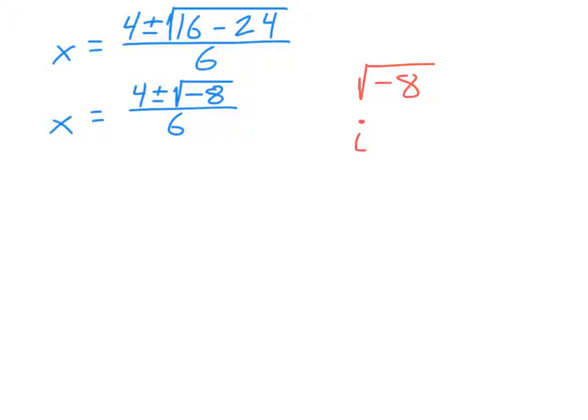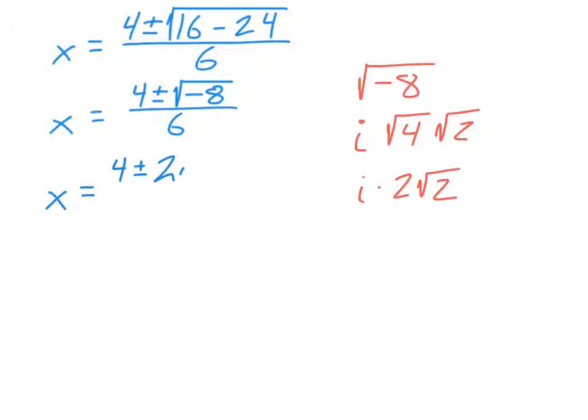The square root of negative 8, I see that it can be divided by 4. And so I'm going to do that really quickly. So it becomes root 4 times root 2. So that means it's going to be i times 2 root 2. So going back over here to my quadratic formula work, that means it's going to be 4 plus or minus 2i root 2 over 6. Again, I like to write the whole number first, then the i, and then the square root.